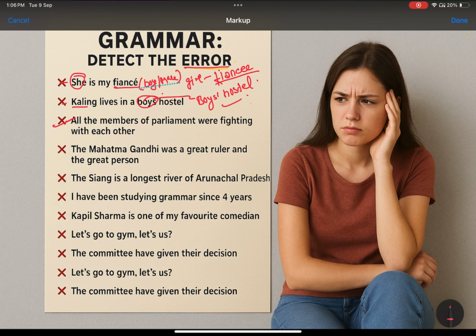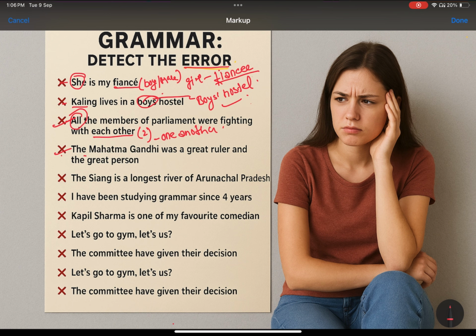Next, all the members of parliament were fighting with each other, right? यहाँ पे all the members of parliament, they were fighting with each other. Each other is used only when there are two persons. If the persons are more than two, three or four, it has to be one another. So it has to be all the members of parliament were fighting with one another.